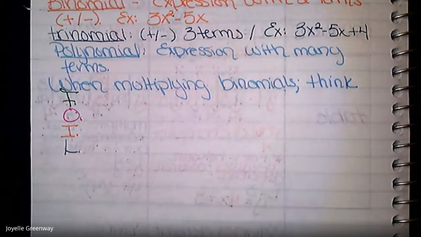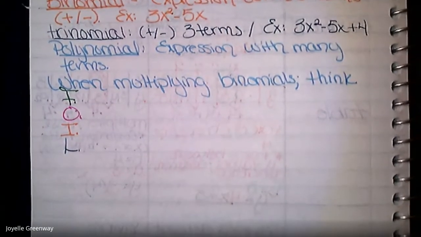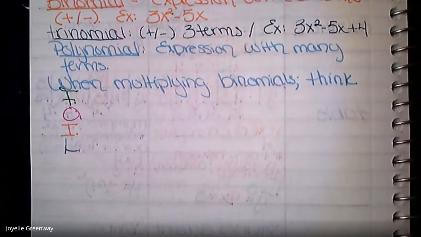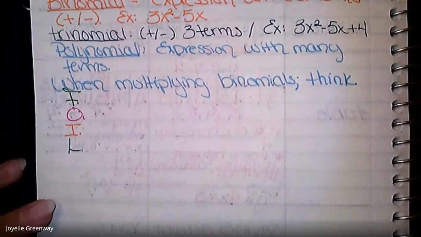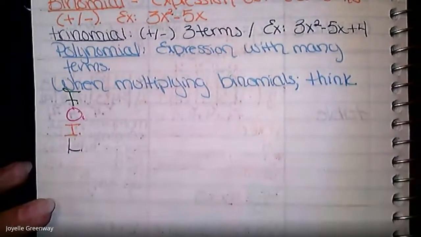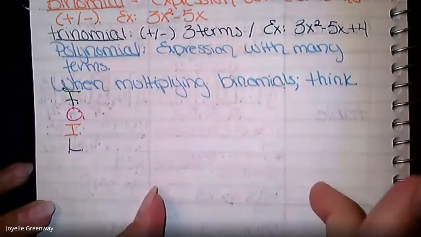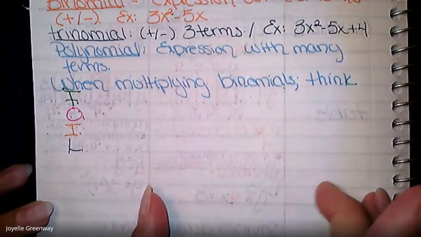So if any of your parents have gone through algebra or algebra 2, ask them what they remember about it and if they remember foiling. Because that was a huge thing, even when I was in school, that was drilled into us was FOIL. So we're going to think FOIL when we multiply binomials. So I'm going to go through what FOIL stands for while I do an example on the side.